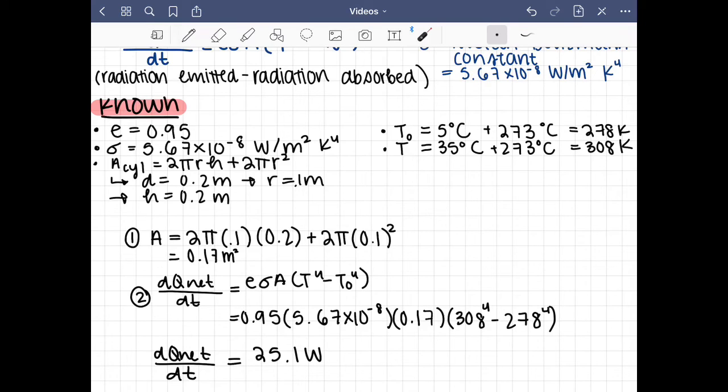So the rate at which the head radiates heat energy is going to be the emissivity, which is 0.95, times the Stefan-Boltzmann constant, which is 5.67 times 10 to the negative 8, times the surface area, which we found was 0.17, times the final temperature to the fourth, which is going to be 308 to the fourth, minus the initial temperature to the fourth, which is 278 to the fourth. And that is going to give us that the rate at which the head emits energy is going to be 25.1 watts.